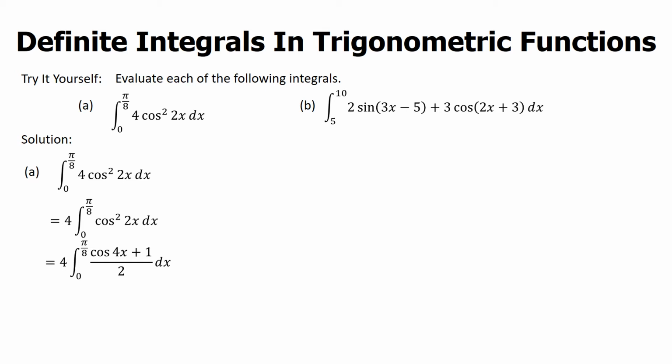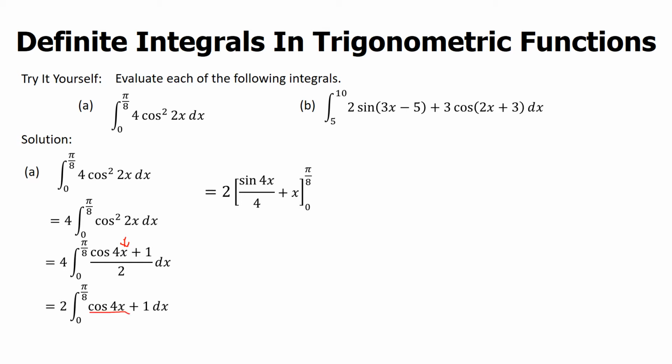Hence, for this case, cosine squared 2x, we can convert it into cosine 4x plus 1 over 2. So it becomes 4 integration from 0 to pi over 8 cosine 4x plus 1 over 2 dx. We simplify, we get 2 integration from 0 to pi over 8 cosine 4x plus 1. Then we can perform the integration.